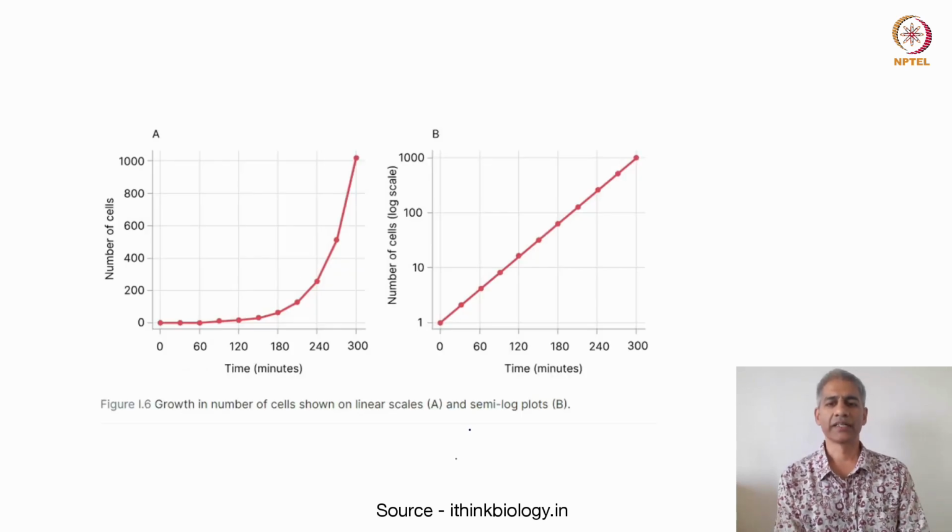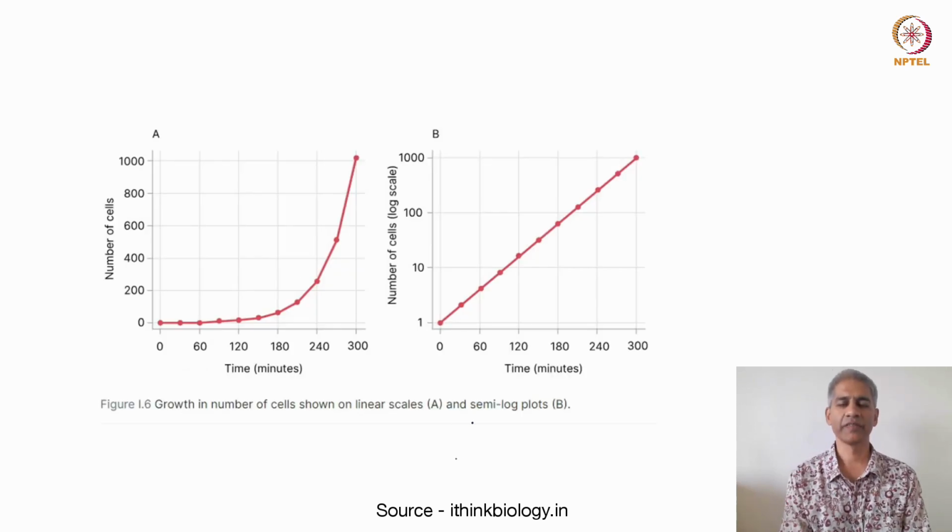Then we come to graphs. If we have numbers, we need to have ways to represent them. So shown here are two kinds of graph. On the left is a linear graph, a graph with a linear scale, and on the right is a graph with a semi-log scale. The process which has been shown here is cell division and growth. So you're going from 1 cell to 2 to 4, etc.